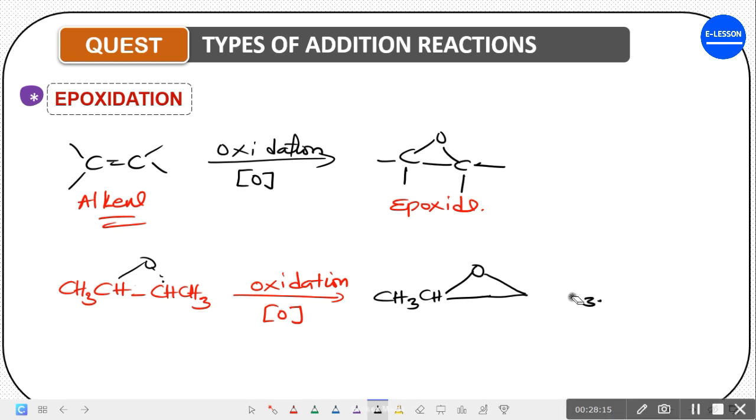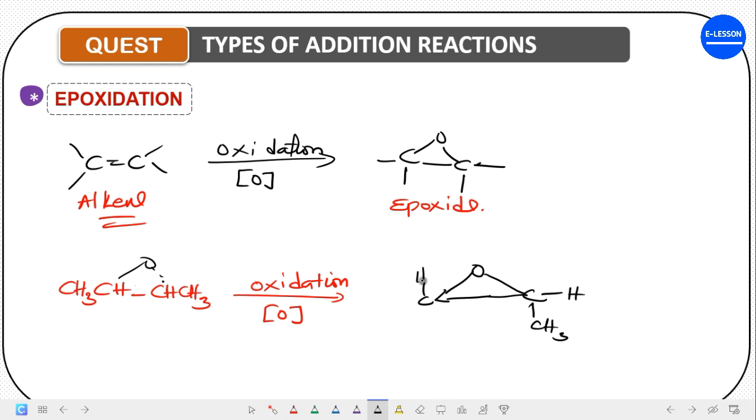Or if you want to make it to be the way it is there, you can decide to say this is a carbon here, and here is what? CH3, here is what? Hydrogen, and then we can have this carbon here, carbon, hydrogen, hydrogen, and CH3. So that is the product of this reaction, and that is what epoxidation is all about.